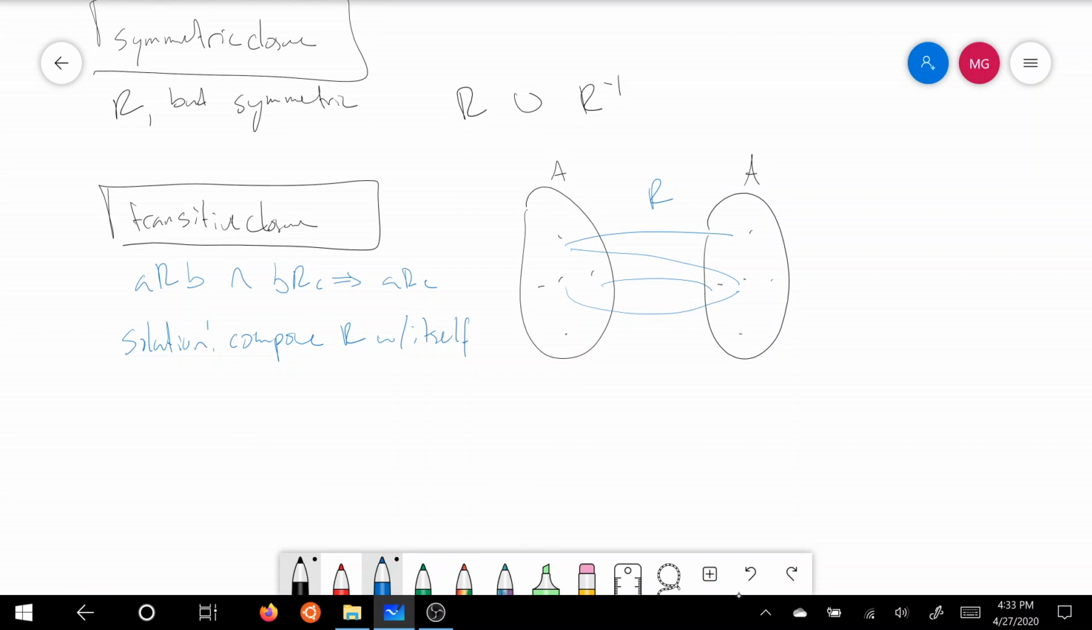Okay, let's do a side definition. R to the 0 is going to be delta sub A. R to the 1 is going to be R. And R to the n is R composed with R to the n minus 1. Okay, technically not strictly necessary to have that case.